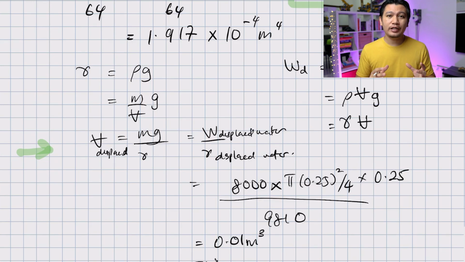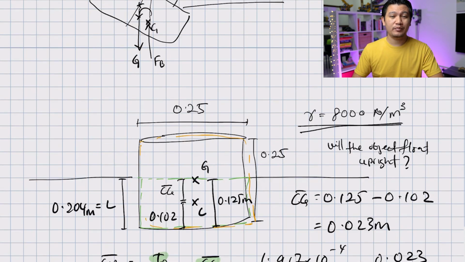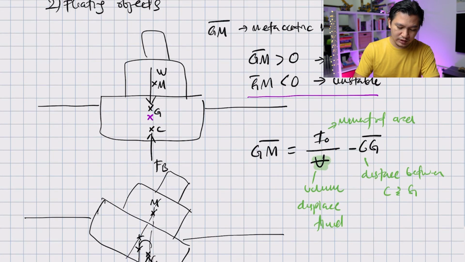So now you are not only able to calculate what is the buoyant force, but now you also know whether the floating object is stable or not. And you do that by calculating GM using this equation. And as usual, my advice to you is to repeat this video again and again until you understand very well what is buoyancy and what is stability.